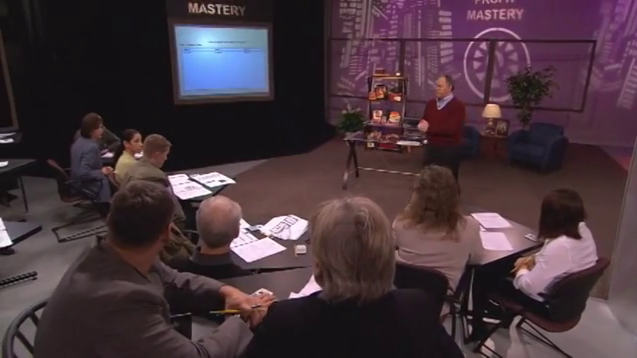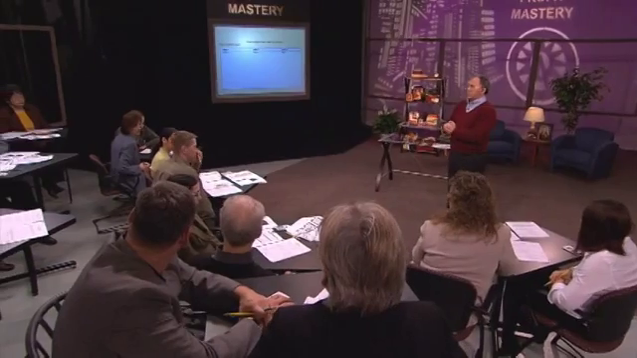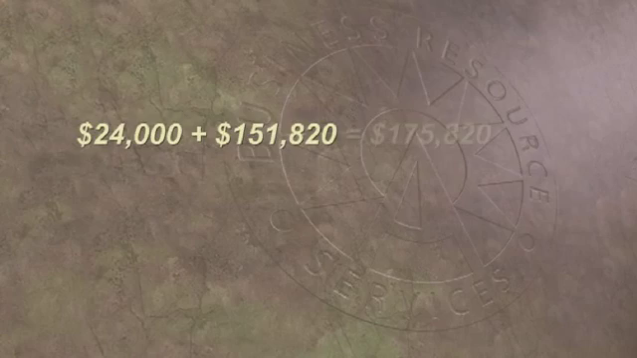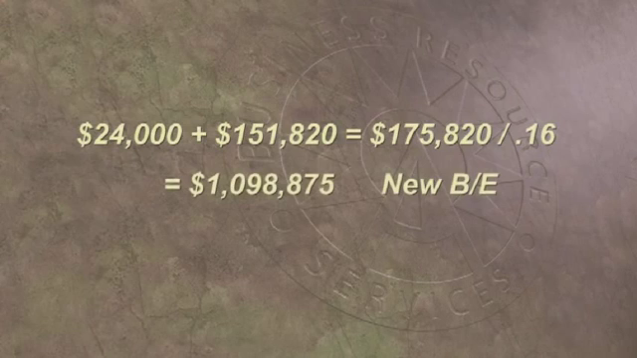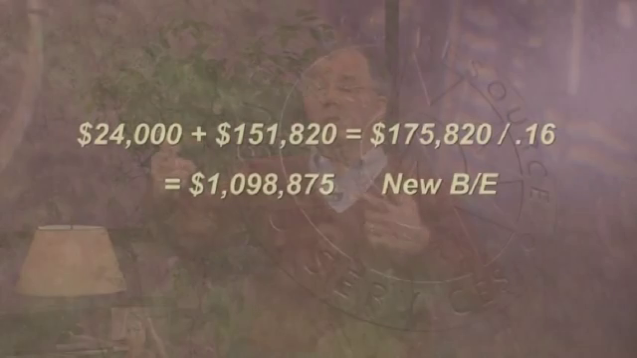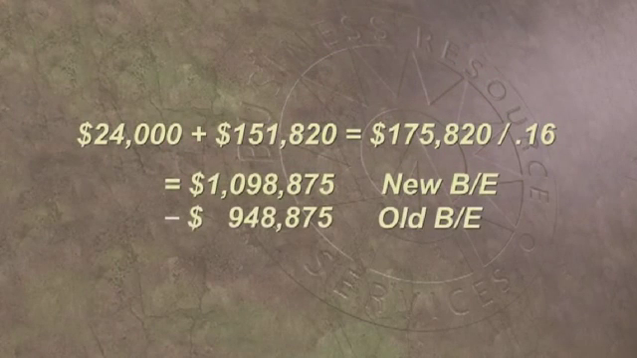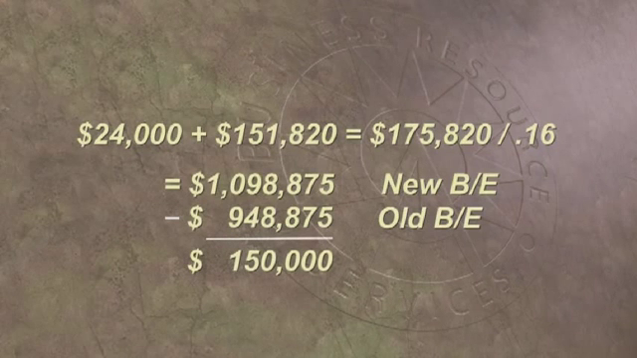And how'd you do it, Tim? Added the 24,000 to the existing fixed costs. He added the 24,000 to the 151,820 and got 175,820. Still divided by the 16. Got 1,098,875, right? Is that right? Subtracted. And then that's the new break even with the new fixed cost. So then you went up and subtracted off the old break even with the old fixed cost. And the difference will give you the amount of sales needed to cover the additional fixed costs.